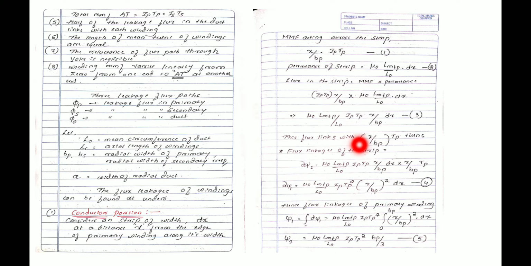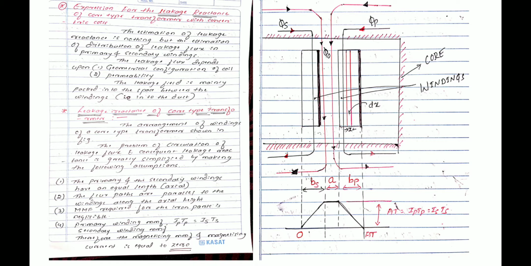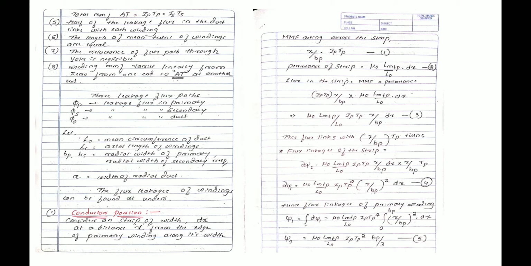The flux which links with this flux, whatever the primary flux is there, it will link with this strip, which I had considered here, having a width of dx, divided along the radial by BP, and the number of turns in the primary, x divided by BP into TP. So this many turns will link with this flux. It is nothing but flux linkages. Before calculating the flux leakage, we should know how much flux is linking to the strip, or the primary winding.